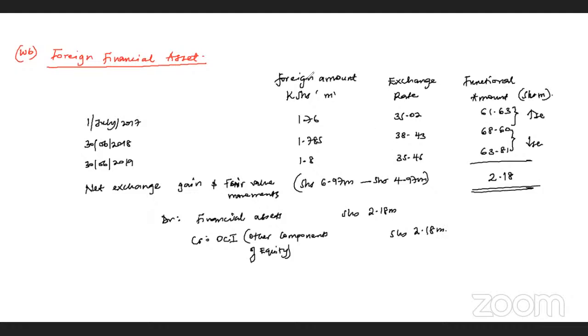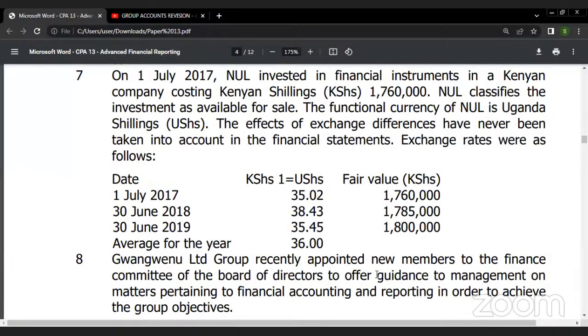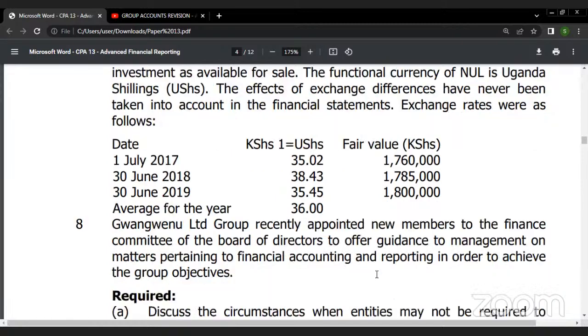Any other note we have? The other note is about recently appointed new members to the finance committee of the board of directors to offer guidance to management on matters pertaining to financial accounting and reporting in order to achieve the group objectives. This is theory. It's all about the financial reporting regulation framework in Uganda. I think that is the last part. Let us first ignore this. So the notes are over.